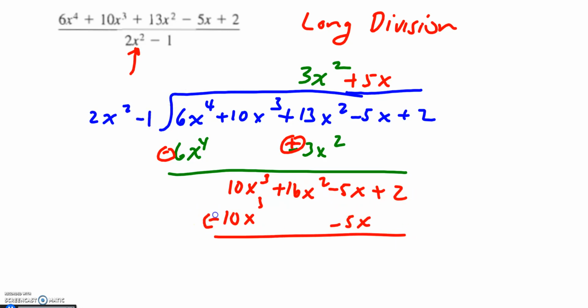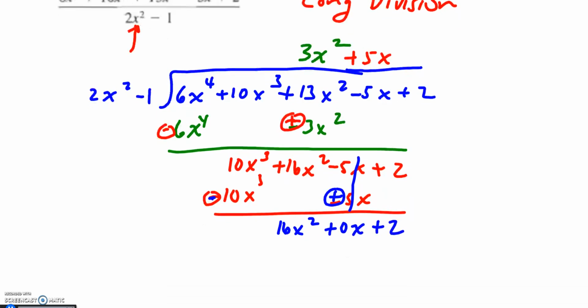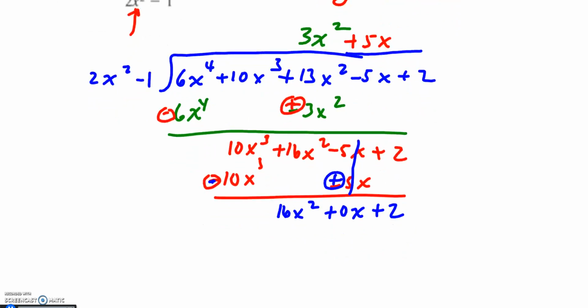Subtracting, so the subtract becomes a negative and this becomes a positive. Carry down the 16x squared. These two do cross out, but I'm going to put a 0x as a placeholder just in case, and then bring down the 2. I can go for another round. 2x squared does divide evenly into 16x squared, 8 times to be exact. 8 times 2x squared is 16x squared. 8 times negative 1 is negative 8.